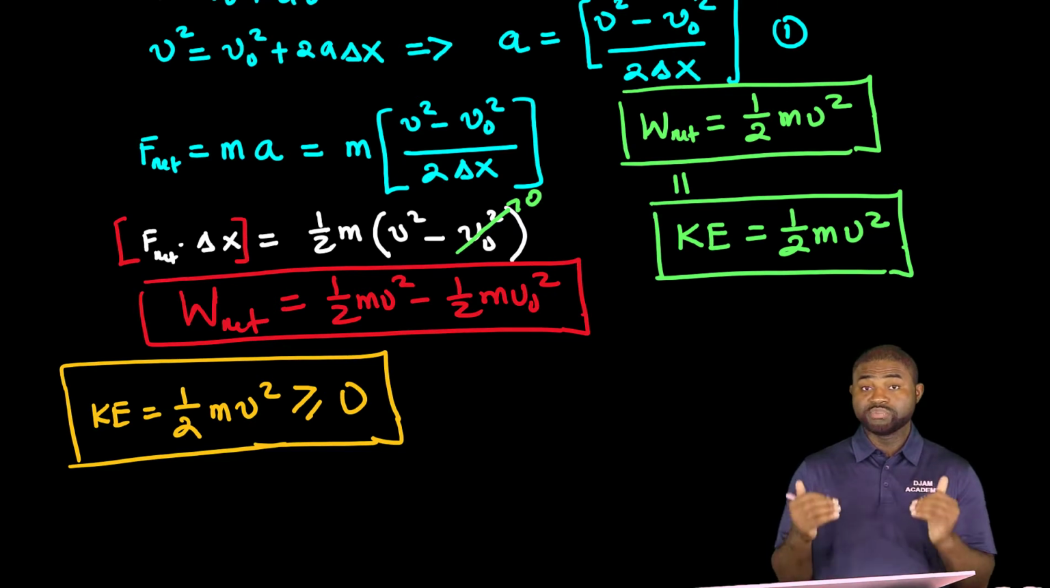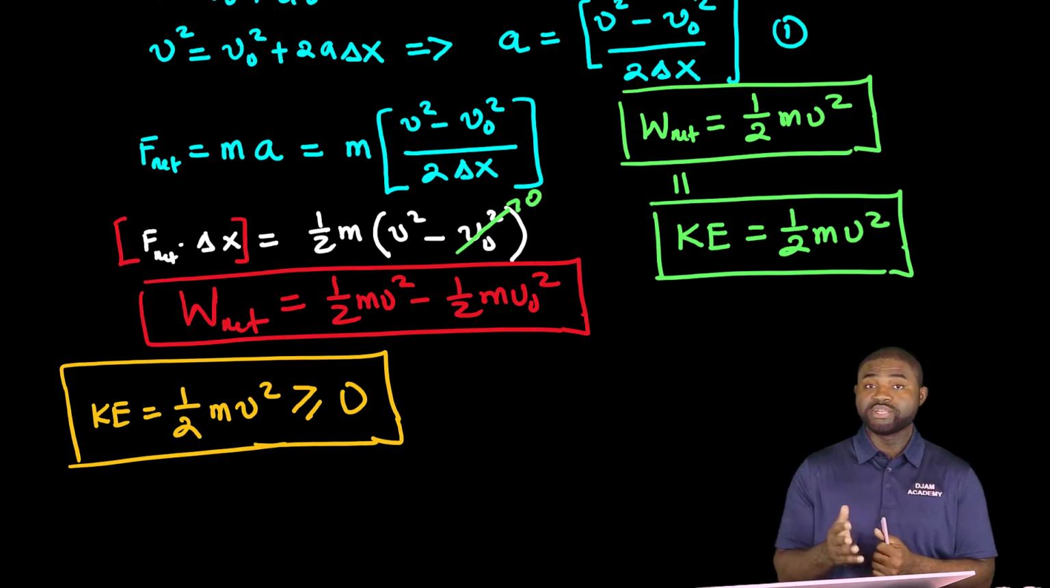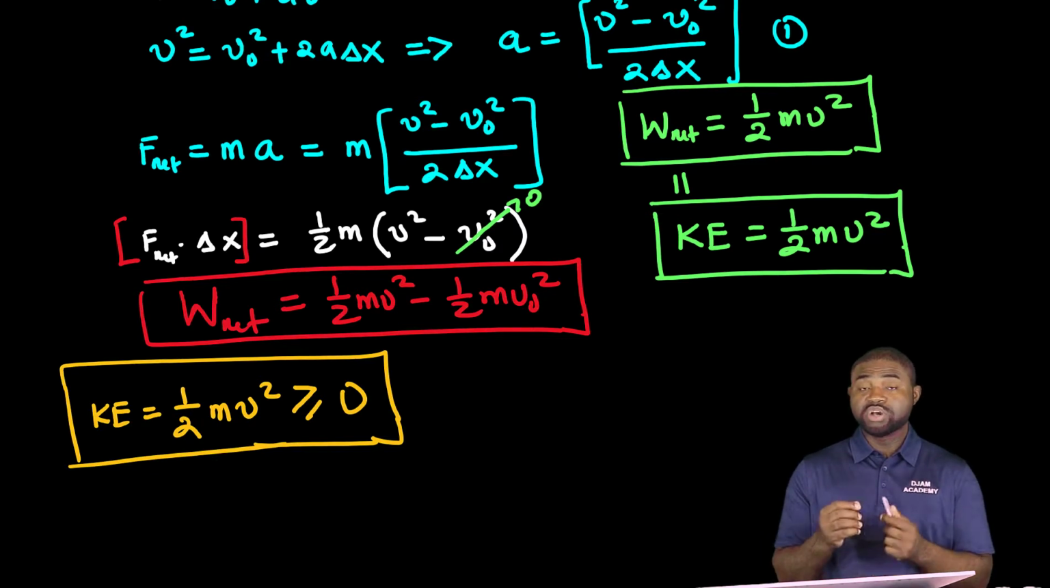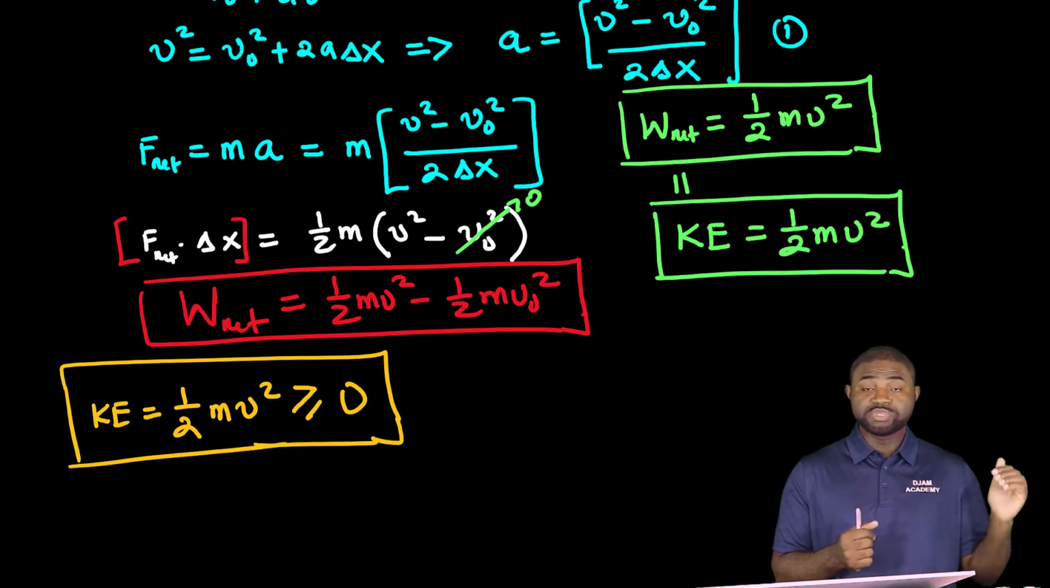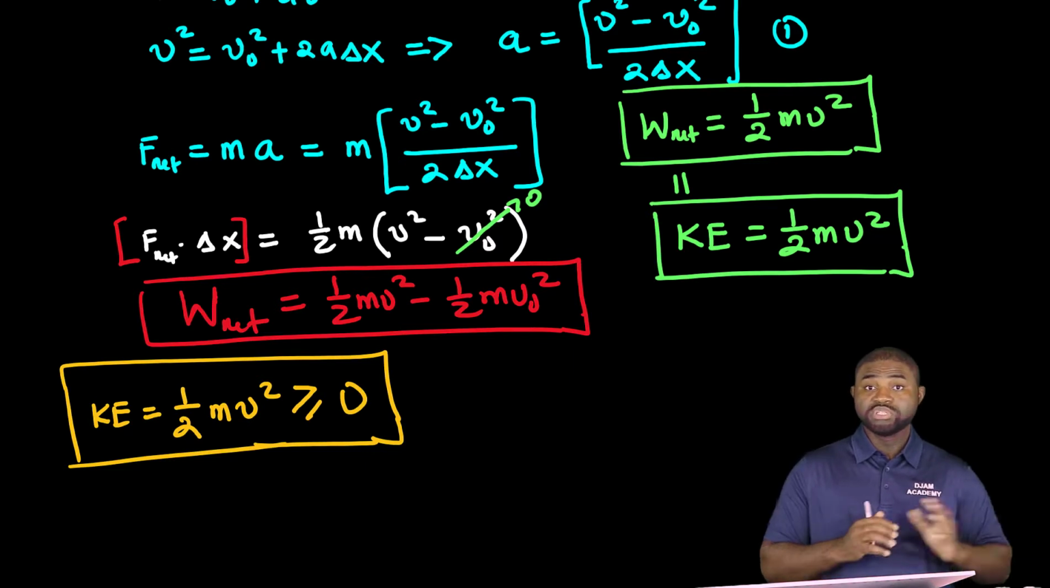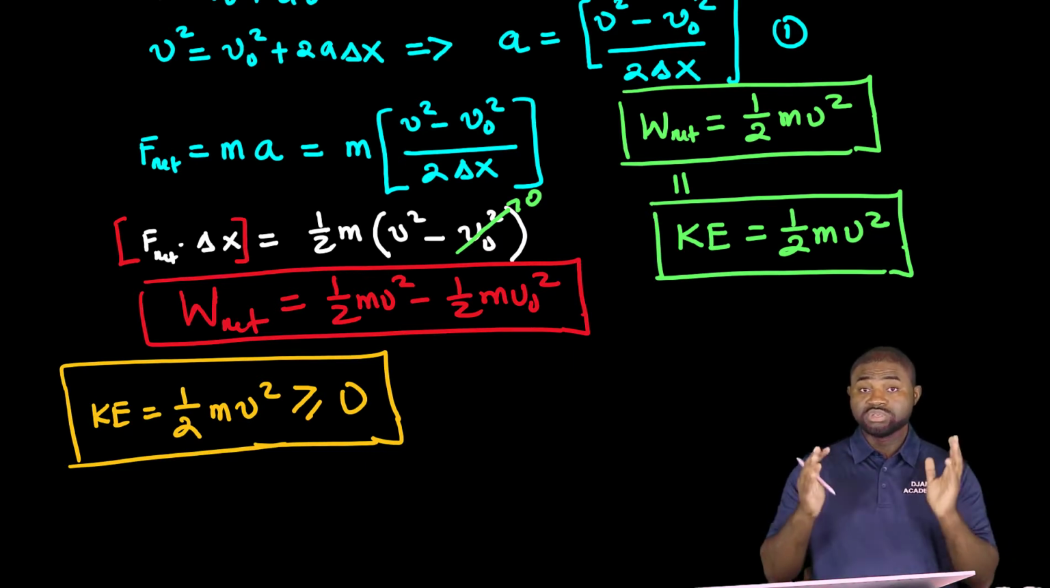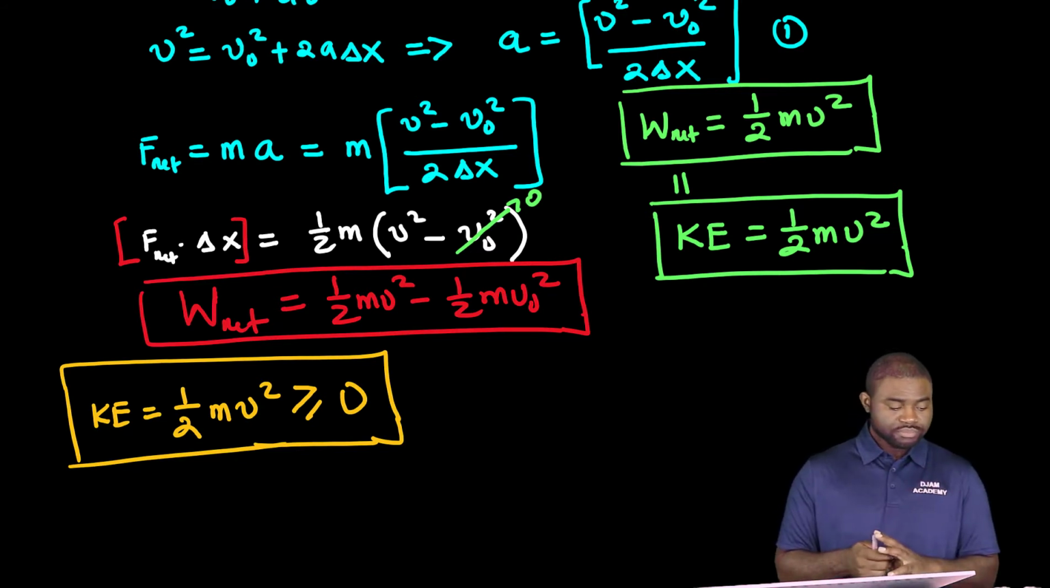It is always positive. If an object is moving with a speed of 4 meters per second to the right, the object will have the same kinetic energy as the object moving with a speed of 4 meters per second to the left. The direction doesn't matter. Let me say that again. The direction really doesn't matter.